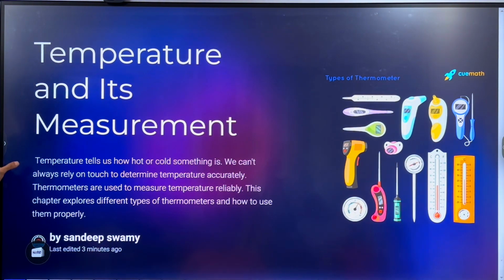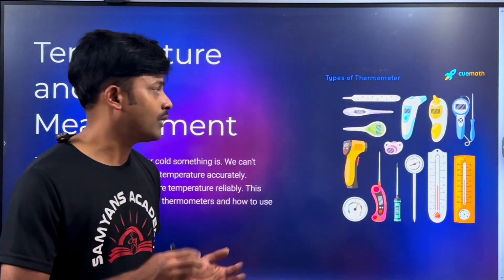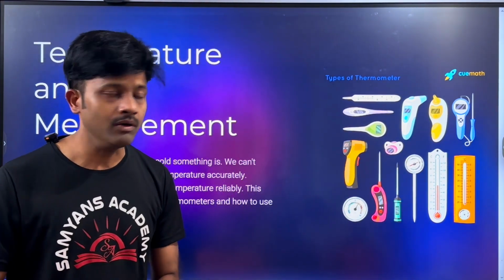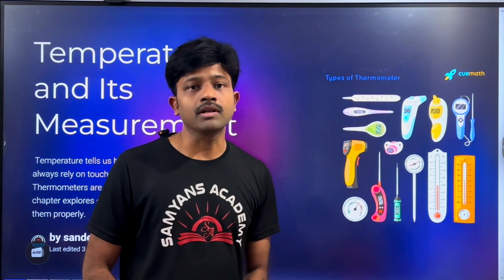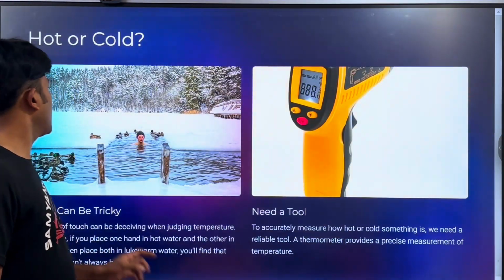Temperature tells us how hot or cold something is. We cannot always rely on touch to determine temperature accurately. Thermometers are used to measure temperature reliably, and in this chapter, we explore different types of thermometer and how to use them properly. Here we have some different types of thermometer. Then what are the types of thermometer we have, and how can we use them in our daily life? We will discuss now.